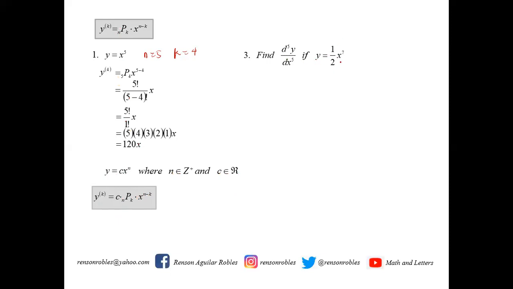For instance, if we have y equals 1/2 x raised to 7, we wish to find the fifth derivative of y in terms of x. Okay, so here we know that n equals 7 and k is equal to 5, and that c equals 1/2. And then using this formula, we have c, that's 1/2, 7P5 times x raised to 7 minus 5. So simplifying, that will become 1/2 times 7 factorial all over 7 minus 5 factorial times x. 7 minus 5 is equal to 2.